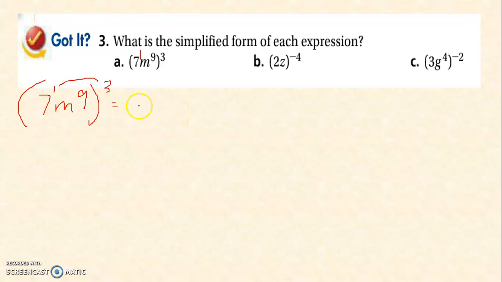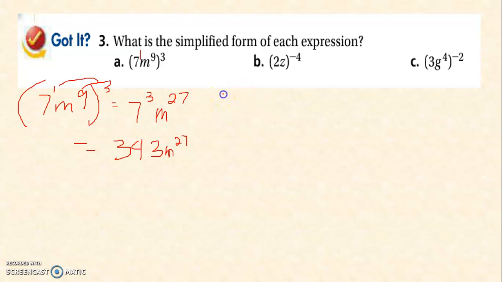Okay? So, we now have 7. 1 times 3, that is 3. I think we're done with this one. And then m, 9 times 3, that is 27. Again, we have 7 raised to 3. What does it mean? It means that you're going to multiply 7 3 times. What is 7 times 7? That is 49. Times 7, and that is equal to 343. M raised to 27. Okay?